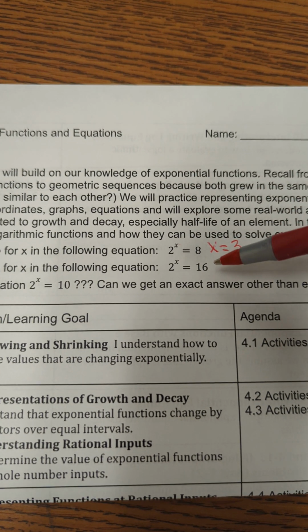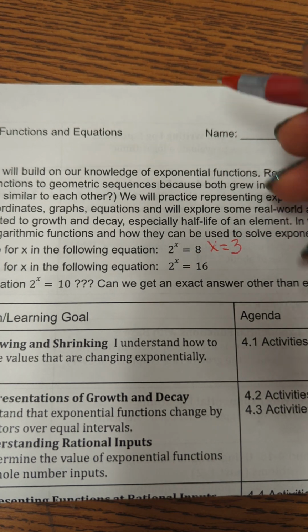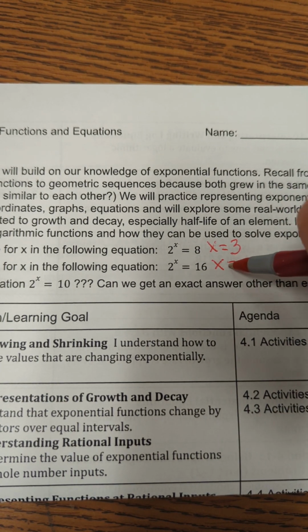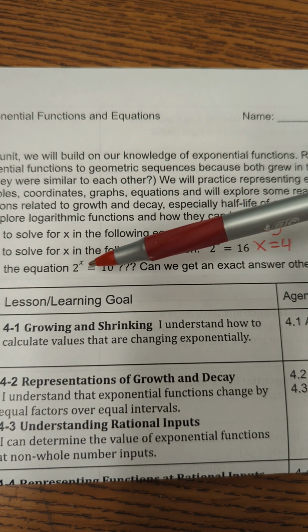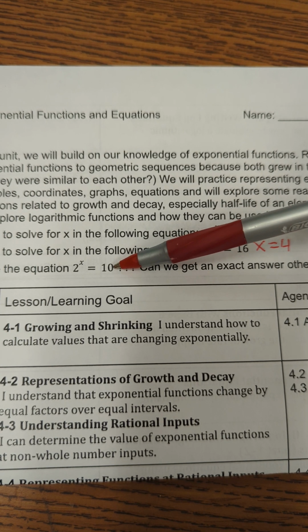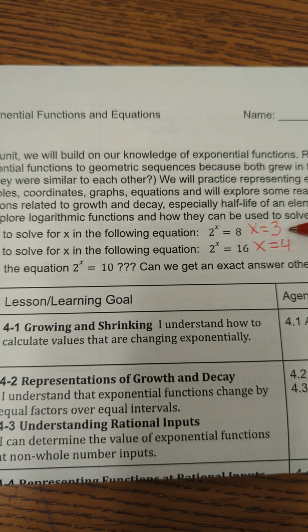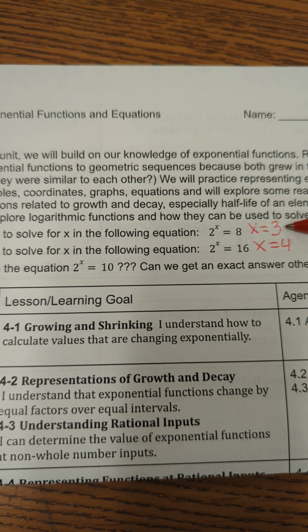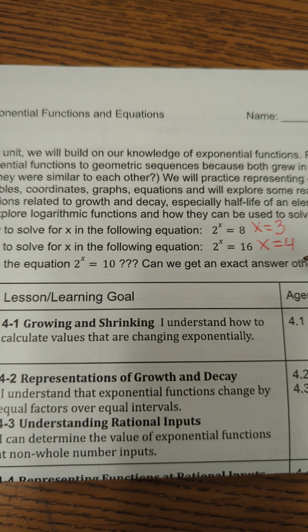And do we know how to solve for x in the second equation? Well, we know that 2 to the fourth power is 16. So in the second equation, x would have to be 4. So the big question is, how can we solve something like 2 to what power would give me 10? So 10 falls in between 8 and 16, so we can assume it's somewhere around 3 point some number, maybe 3.2 or 3.3. So is there a way that we can do this other than estimating?